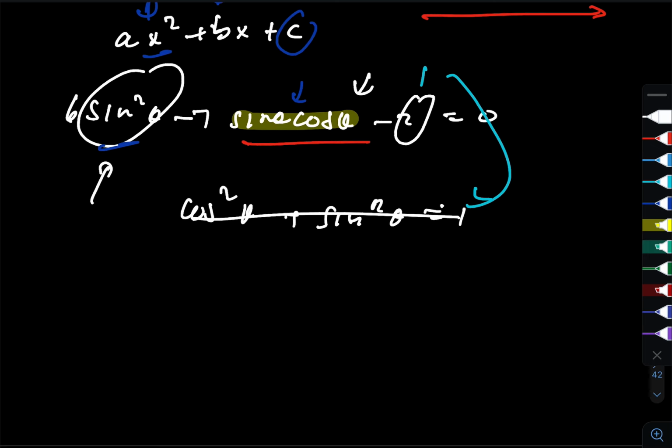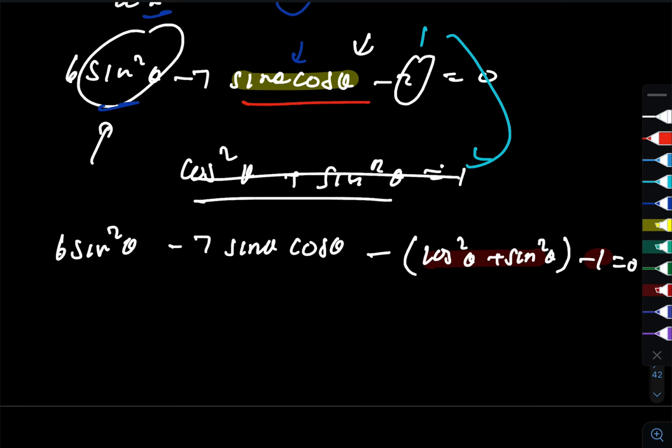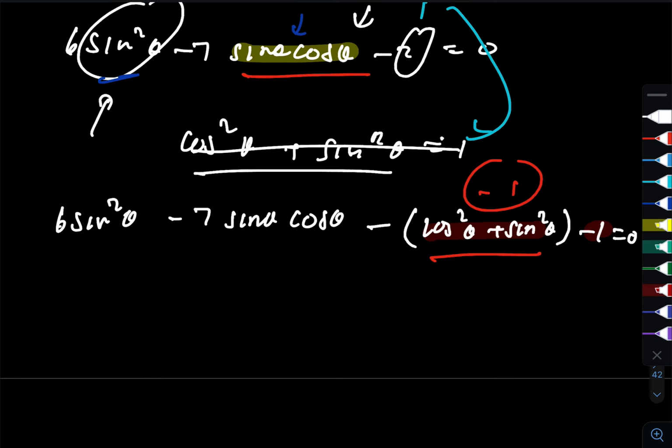So let me say 6 sine squared theta minus 7 sine theta cosine theta. And then instead of saying minus 2, I'm going to say minus this, which is cosine squared theta plus sine squared theta. And then I'm going to say minus 1 equals 0, because I have a minus 2. This is minus 1, and this is also a minus 1, which is a minus 2. So I've broken the 2 into minus 1 and minus 1, of which one of the minus 1 was this. Excuse me.